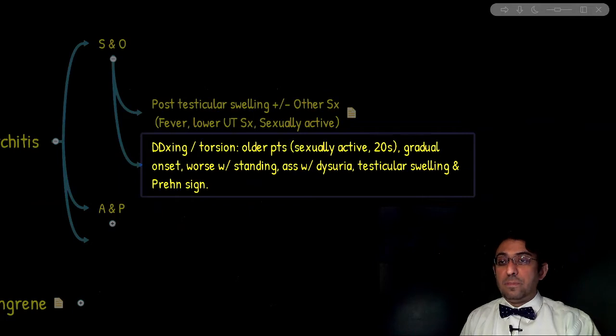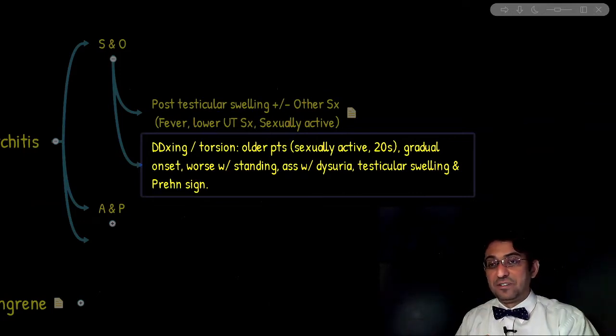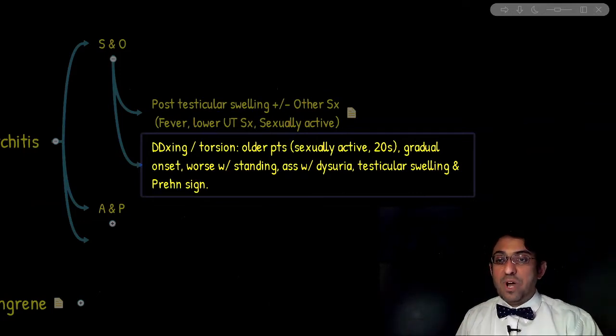Remember, in torsion, the pain does not improve and may even get worsened by elevation of scrotal contents, by testicular elevation. Now, I would like to ask a statistical question here. True or false? Positive Prehn sign is considered a sensitive finding to rule out torsion. That is false. Even though it is absent in torsion, it lacks specificity to confirm the diagnosis of epididymitis.